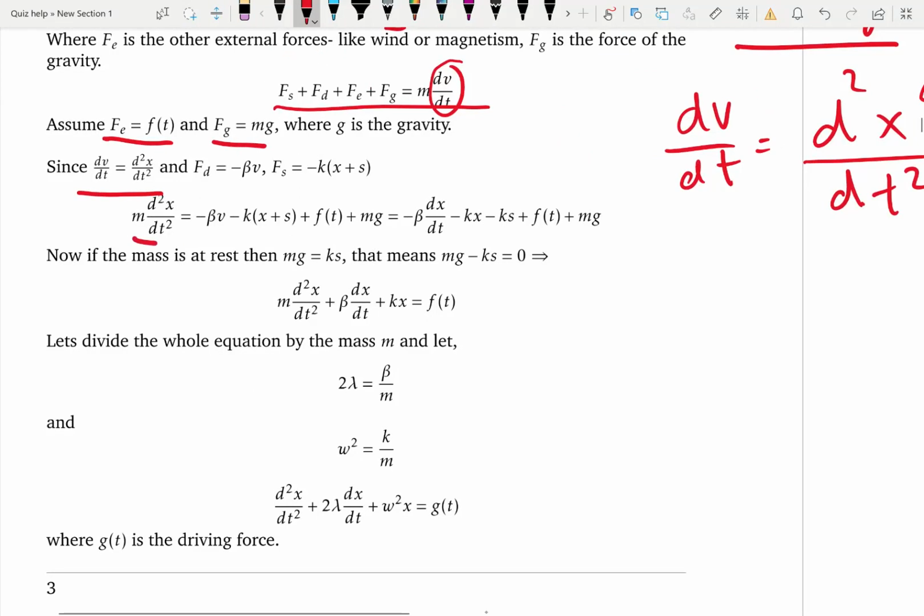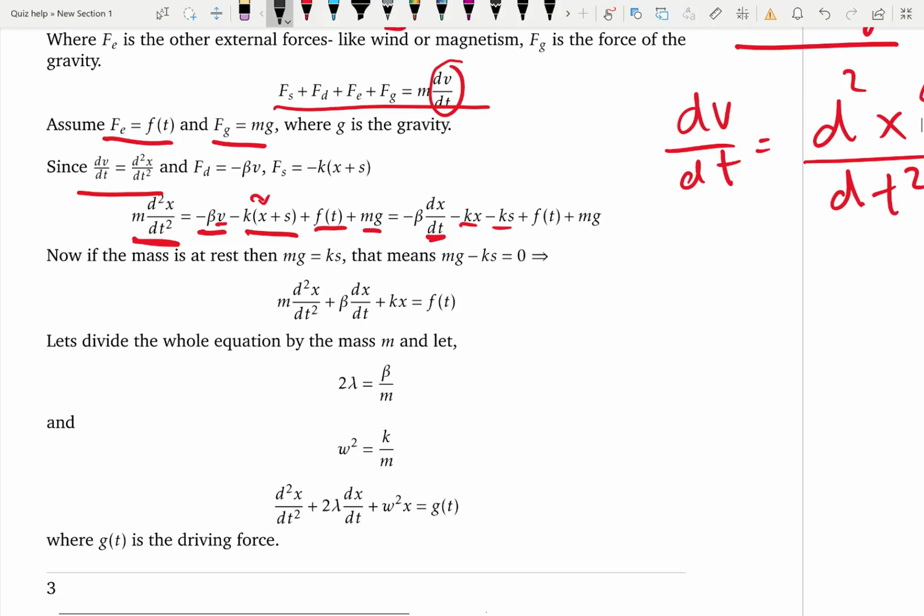So we can write dv over dt as the second derivative of x with respect to time. So then m times a is now the second derivative of x with respect to time, equal to damping forces, Hooke's law, external forces, and mg, the weight. Okay, all right. So if you now simplify, here we have speed in the damping forces. Now speed is actually dx over dt, so we can write it there. And if we expand k, you get negative kx and negative ks.